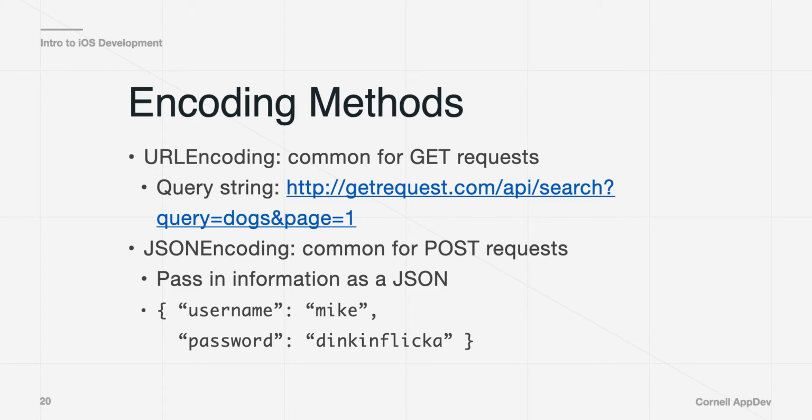So there are two methods to encode data. There's URL encoding, which is common for GET requests. Whenever you search something on Google, it'll have the URL and then also a question mark and q equals some value. So if you search dogs, it'll say q equals dogs. This is URL encoding for GET requests. There's also JSON encoding, which is common for POST requests. So you pass in information as a JSON. In this case, this JSON says the username is Mike and the password is that password.